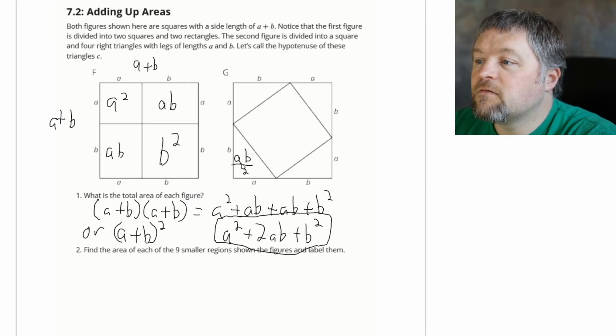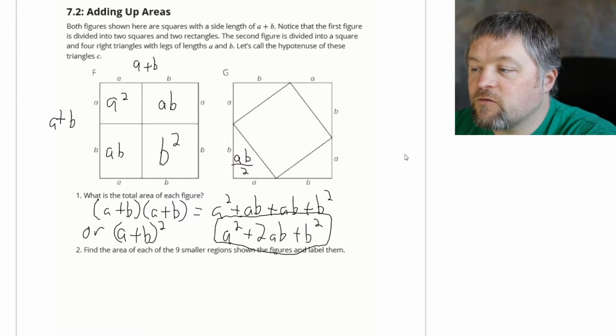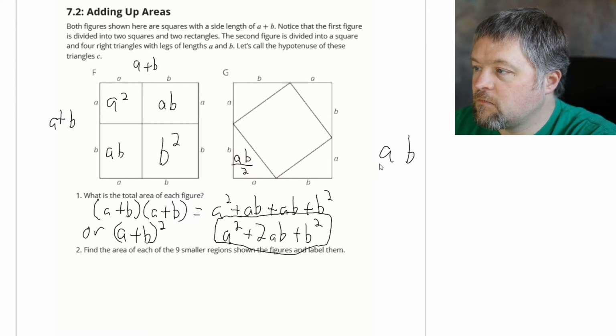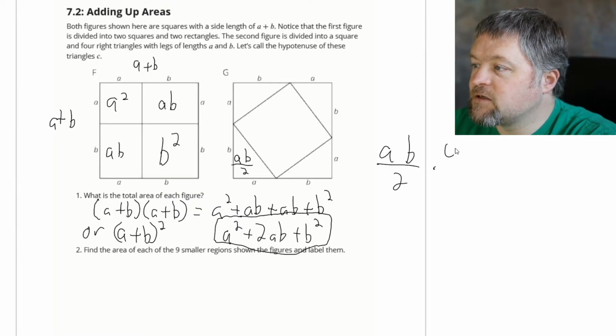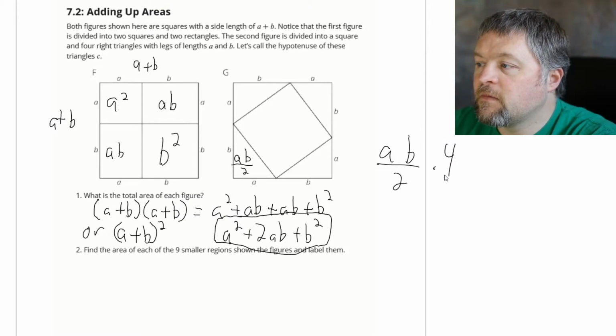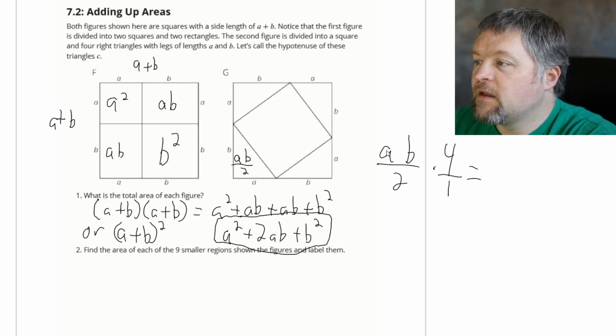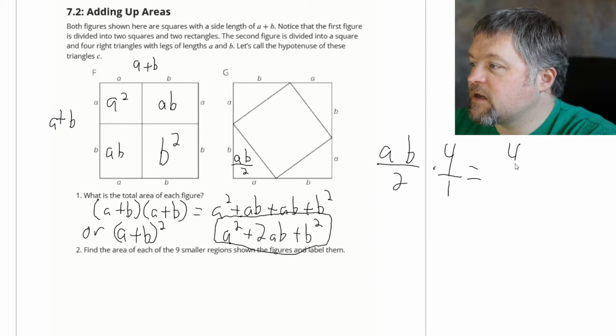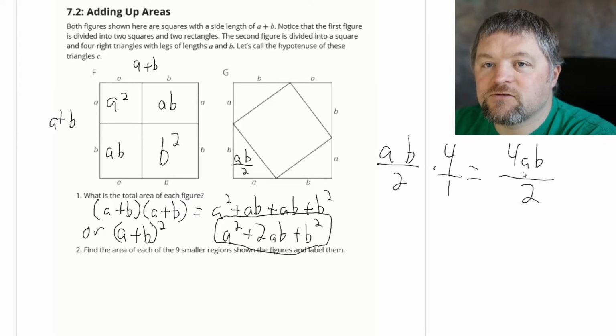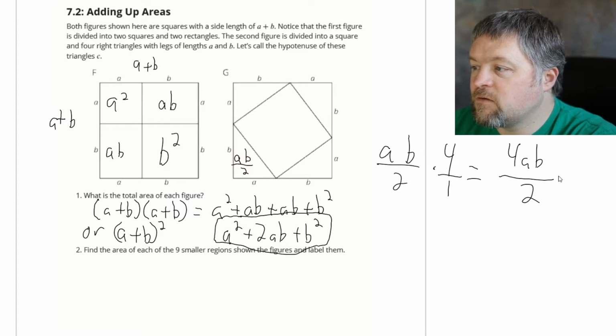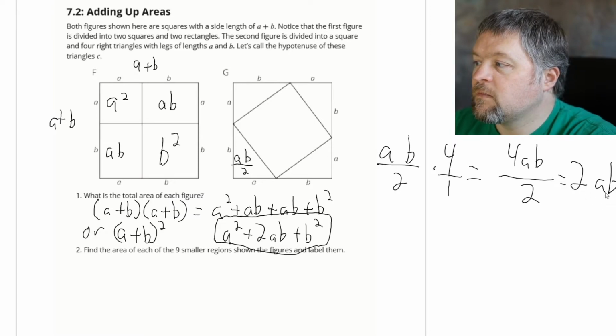Now, there are 4 of those, so we could do A times B over 2 times 4. Keep them both as fractions. A times B times 4 is 4AB over 2 times 1 is 2. Let's simplify this. What's 4 divided by 2? Well, that's equal to 2AB.